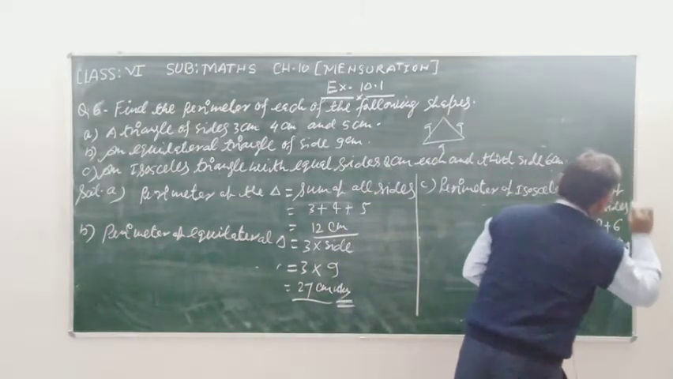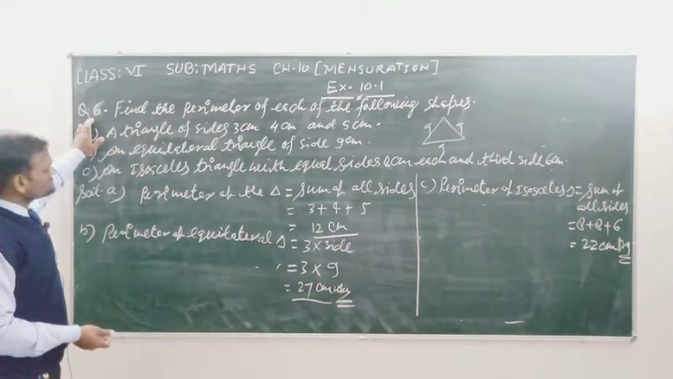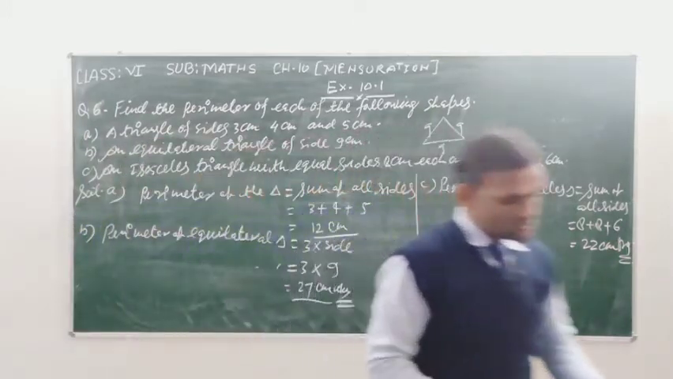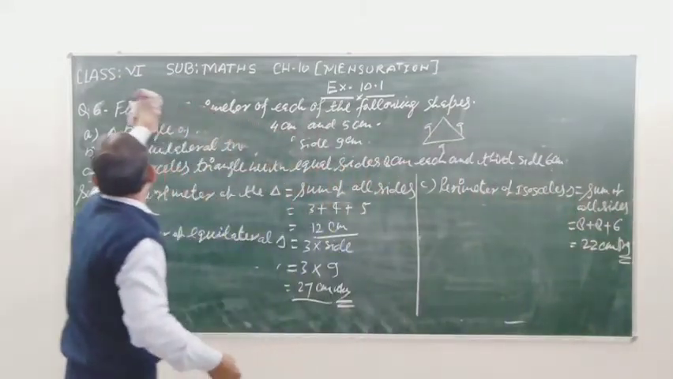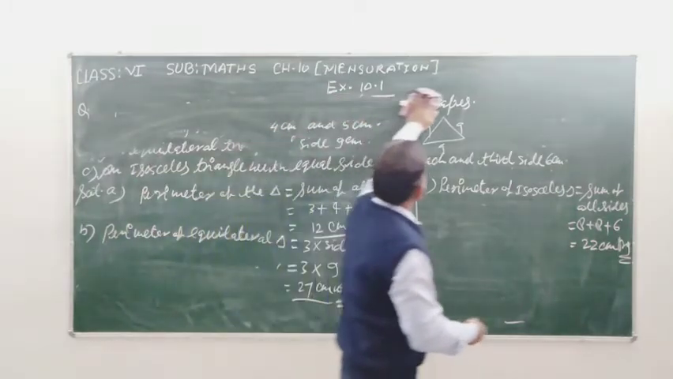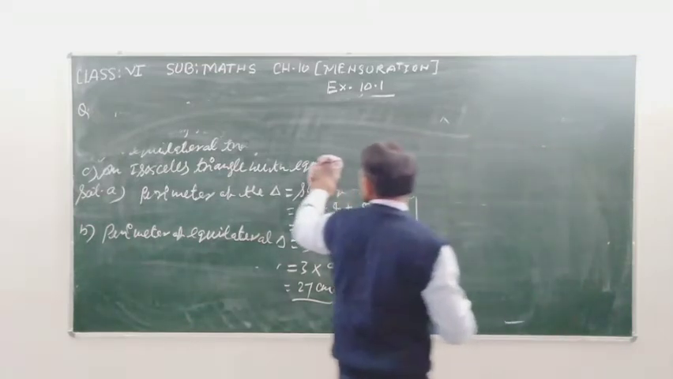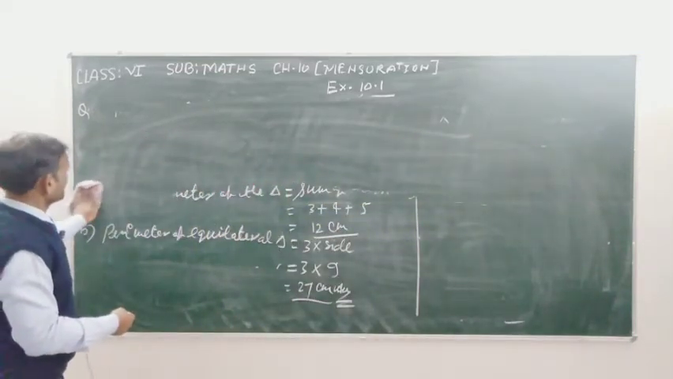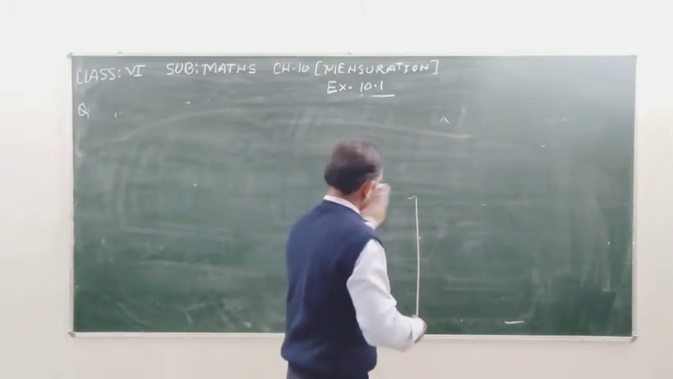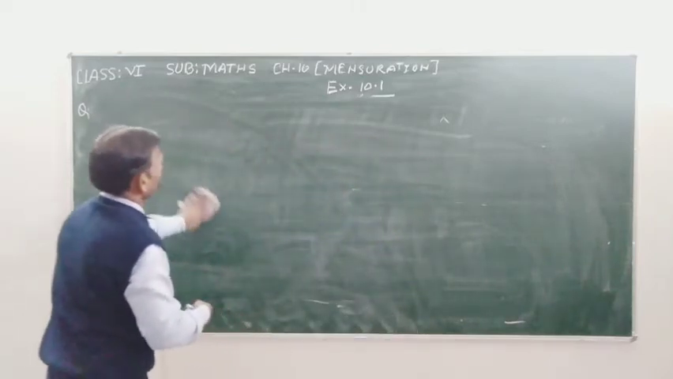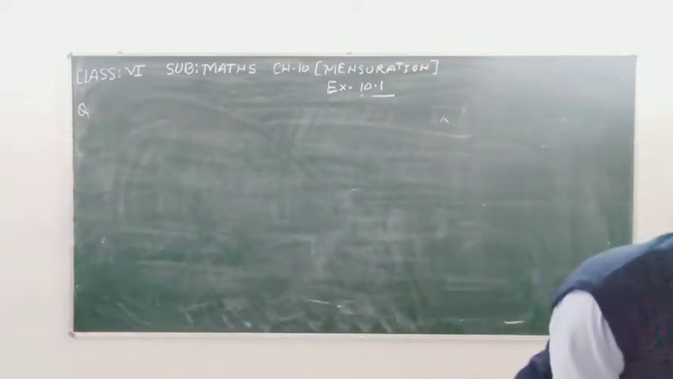I hope, student, you have understood question number 6. That was very easy. So come to question number 7. Question number 7 is also a word problem type question, and it's very easy, totally dependent on the formula.